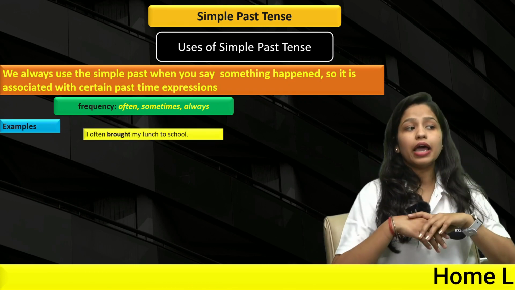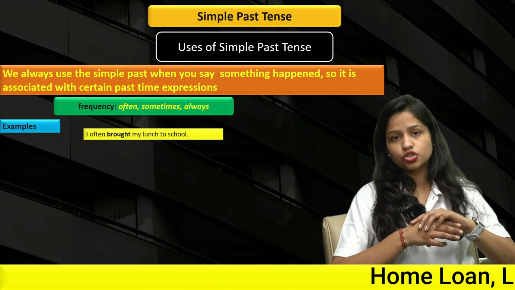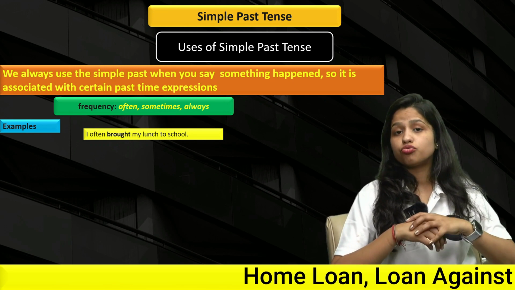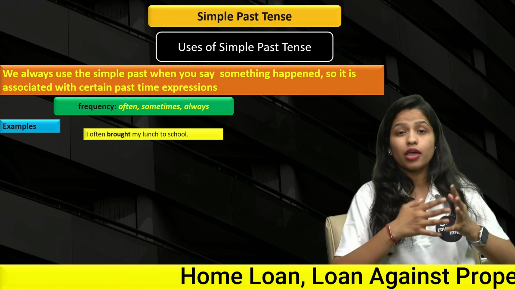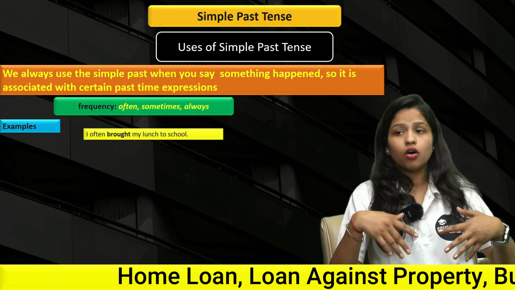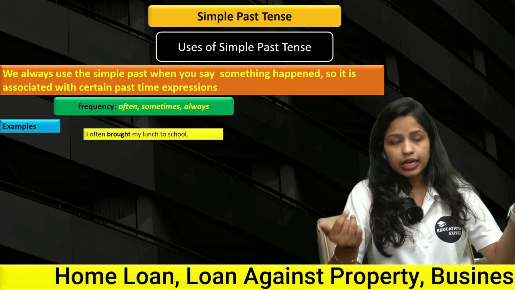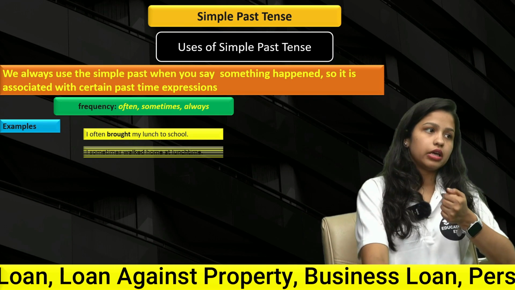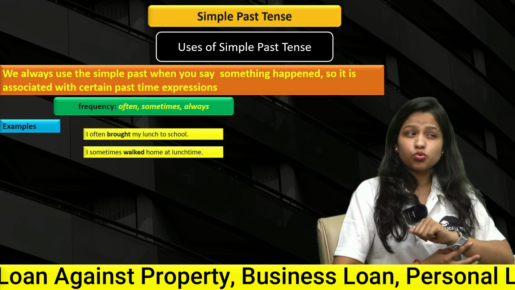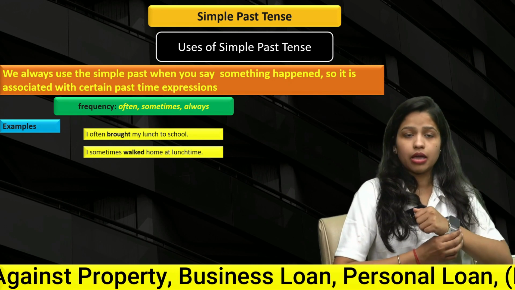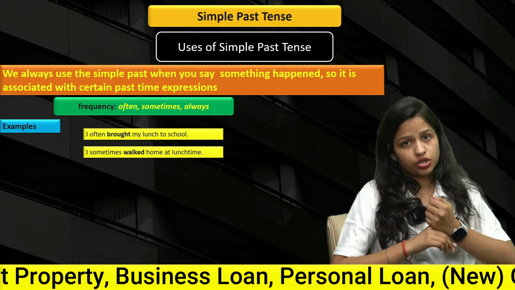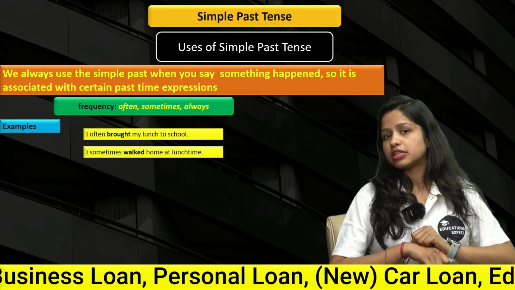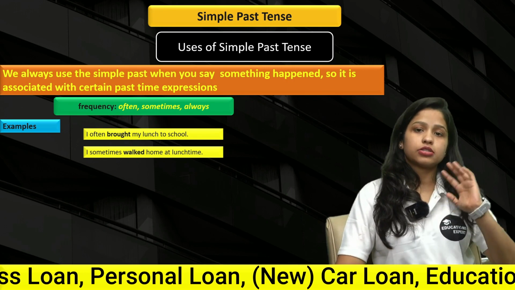I often brought my lunch to school. That means I may not have brought my lunch always, right? Maybe I rarely or seldom brought it. So, I often brought my lunch to school. Clear? Now, I sometimes walked home at lunchtime. So both of these sentences are expressing a time expression. Clear? And something has already happened.